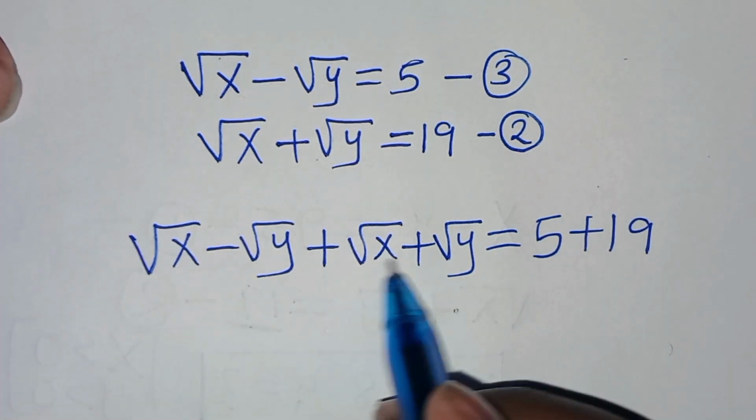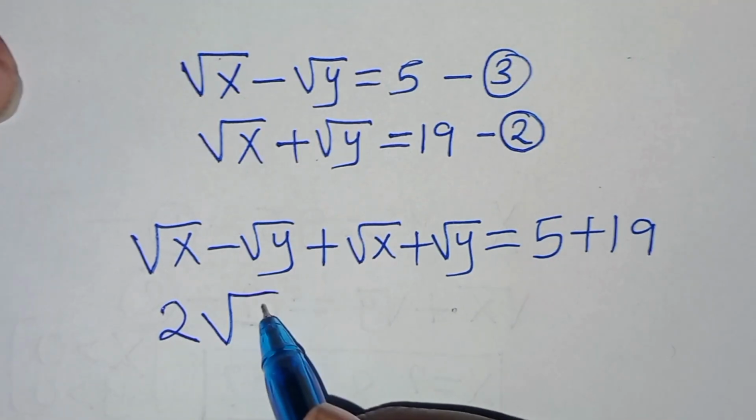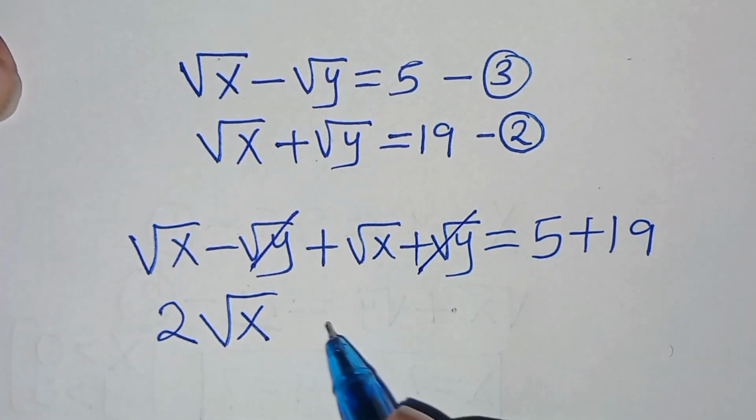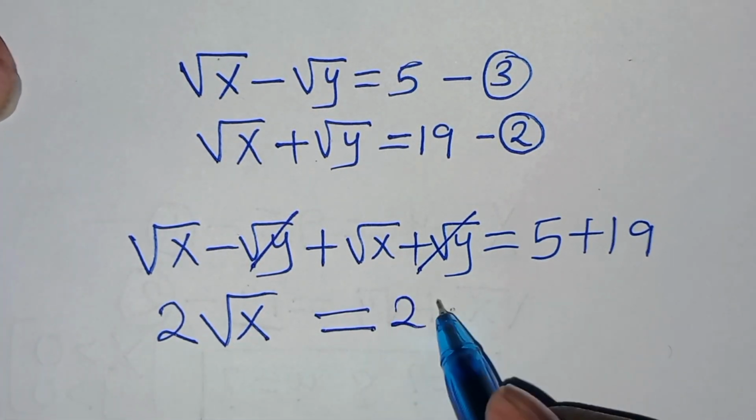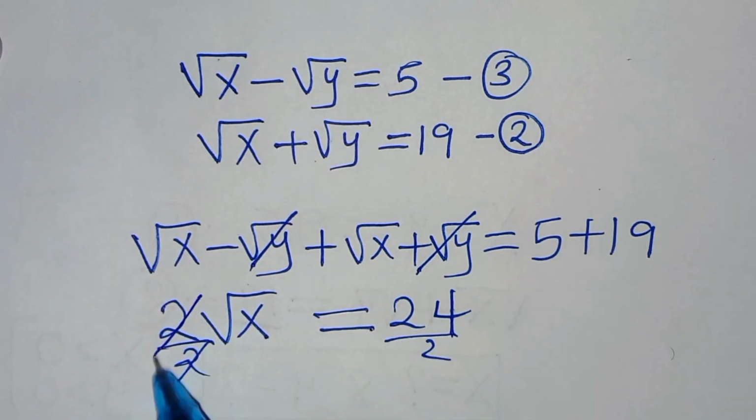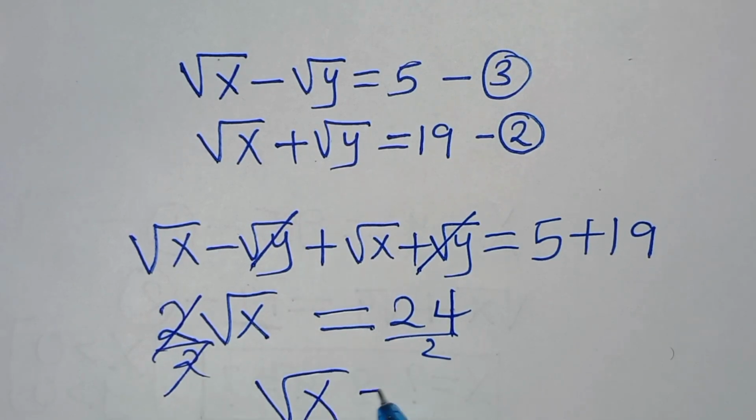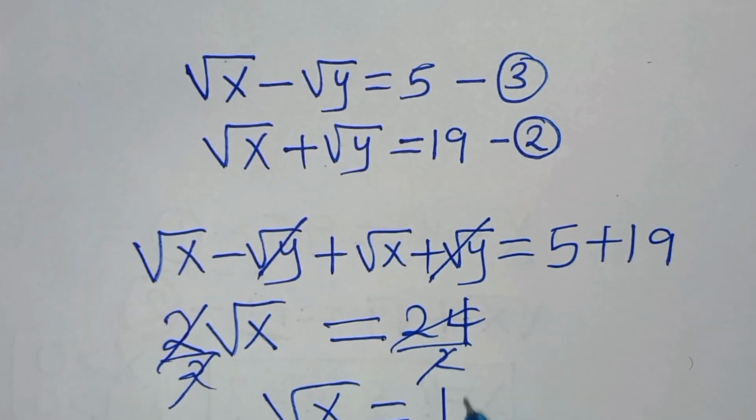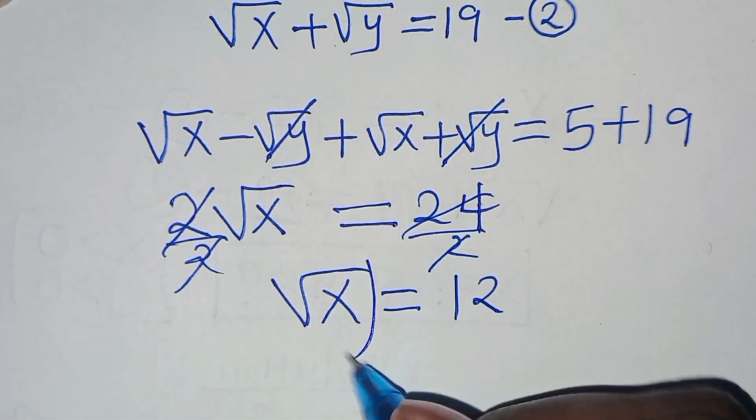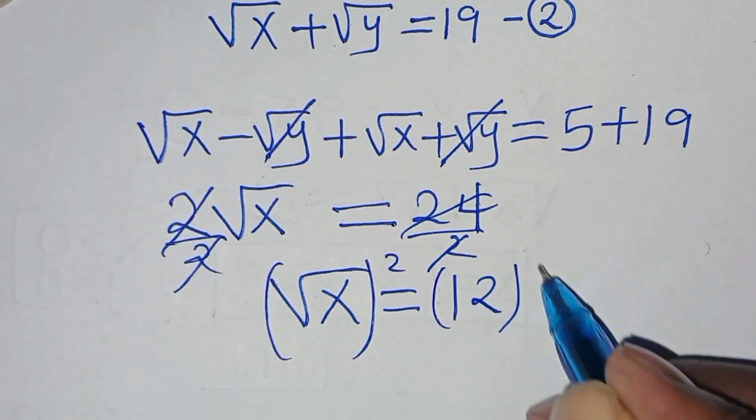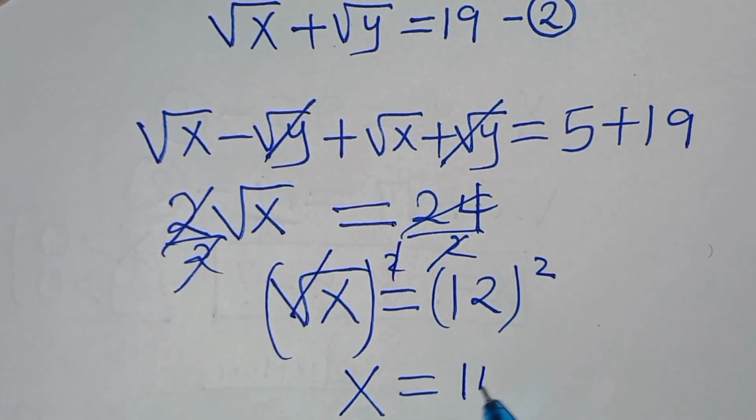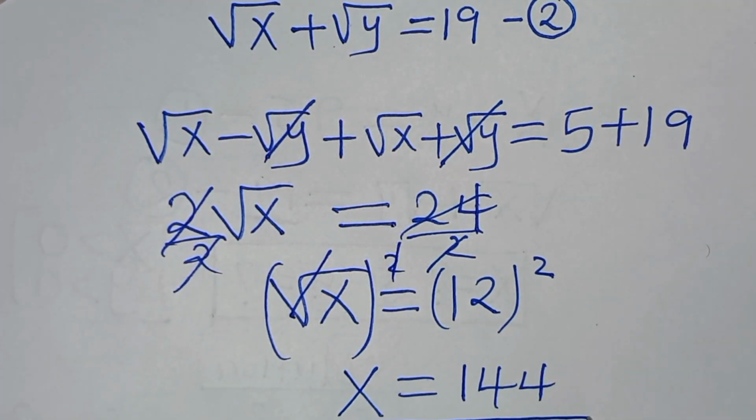So we have square root of x plus square root of x, which is 2 square root of x. Then minus square root of y and plus square root of y cancel out. This is equal to 5 plus 19, which is 24. Let's divide both sides by 2, so that square root of x is equal to 12. Now, to solve for x, we square both sides, so x is equal to 144. So this is the value of x.